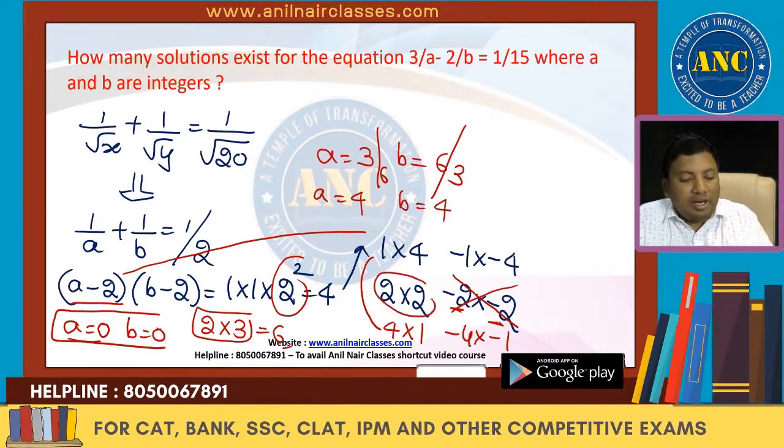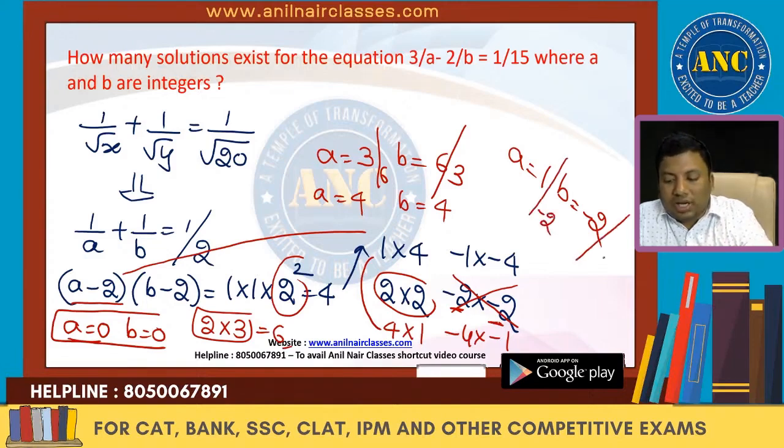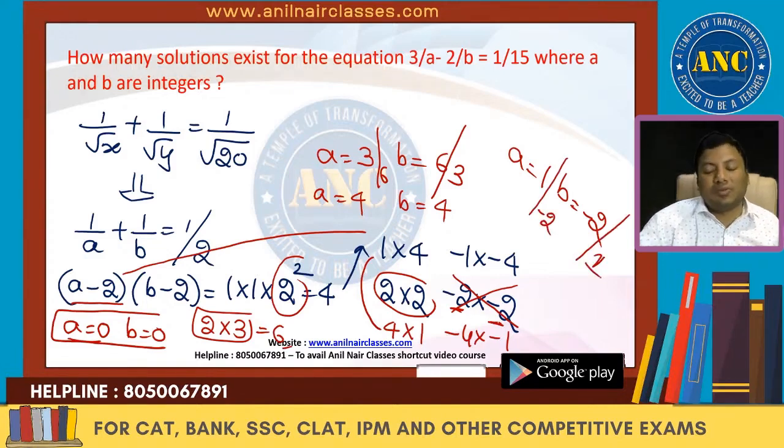Next one, minus 1 into minus 4. A value will be 2 minus 1, that is 1. B value will be minus 2. B value will be minus 2. A value will be, A minus 2 is minus 4. So it is minus 2 or 1. So check whether you are getting plus 1 or minus 1. If you are not getting it, then you are not.